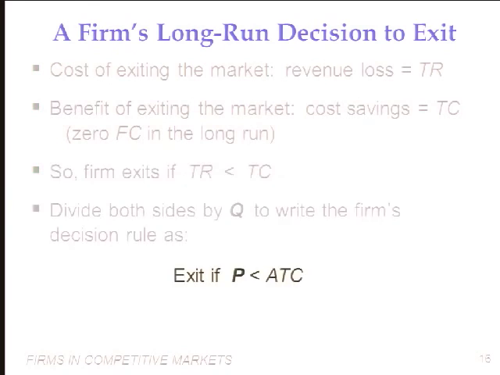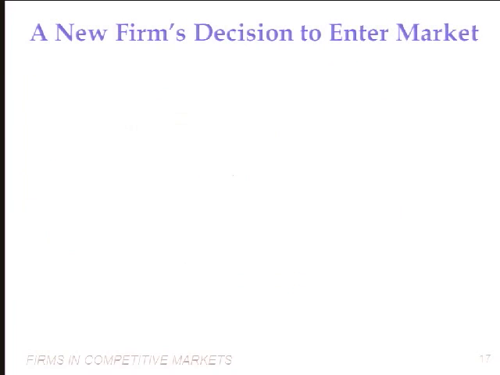Okay, what about the opposite? Not just exiting, but what about the decision to enter the industry or enter this marketplace? A new firm evaluating whether to enter. Now, in the long run, a new firm will enter the market if it's profitable to do so. And it will only be profitable to do so if total revenue is greater than total cost. Right? So, once again, if we divide both sides by Q, the entry decision is if price is above average total cost, that should invite and create incentives for new entrants.